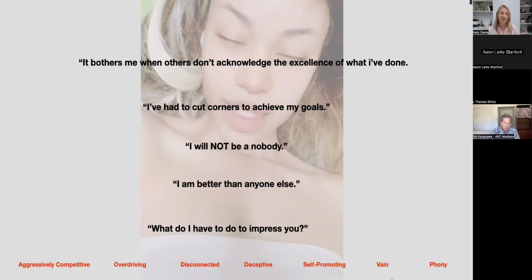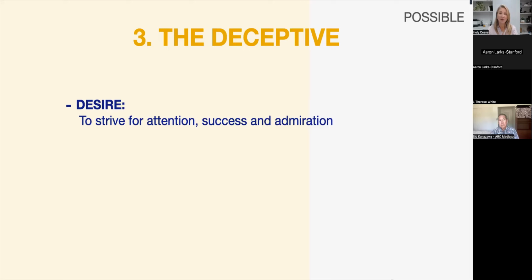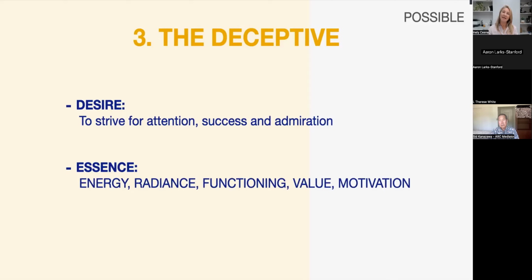The red flag here is being aggressively competitive. We enter into this overdrive of do. How can I impress? Very disconnected from ourselves in a deceptive way, self-promoting and vain and kind of phony, actually, in this space. So when we see the deceptive, the desire that underlies this pattern is a desire for attention, success, and admiration. There's actually an essence there.